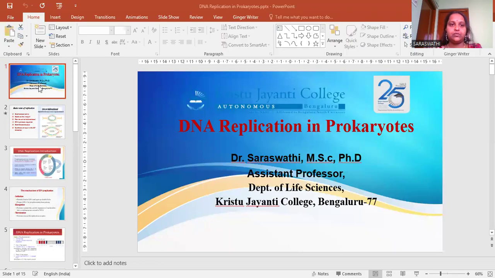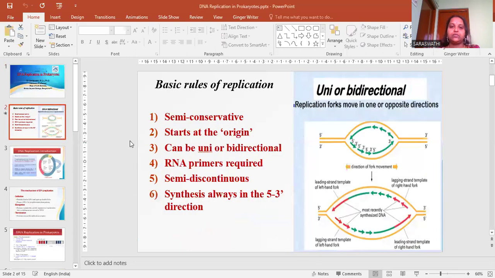Students, today we are going to study prokaryotic DNA replication. Before going to the replication process, we'll learn a few basic rules for DNA replication. DNA replication is semi-conservative.